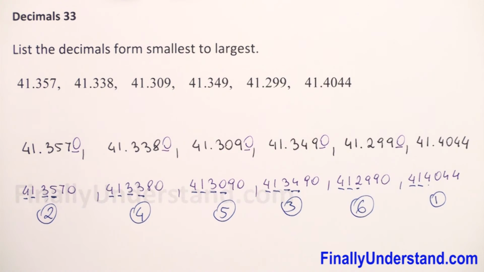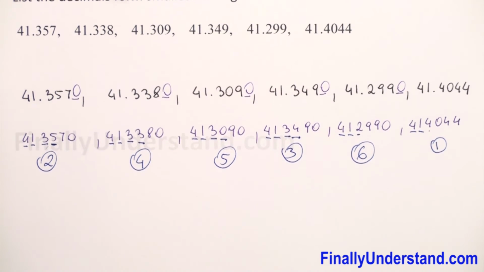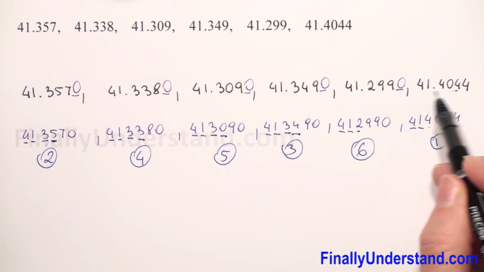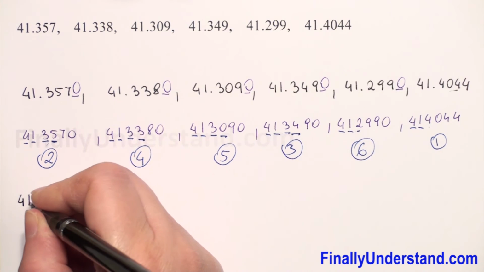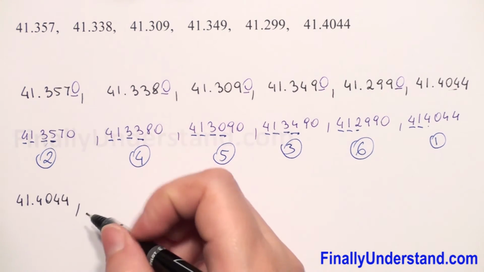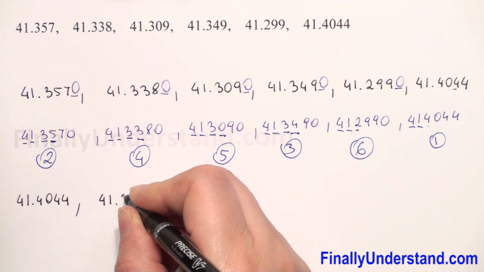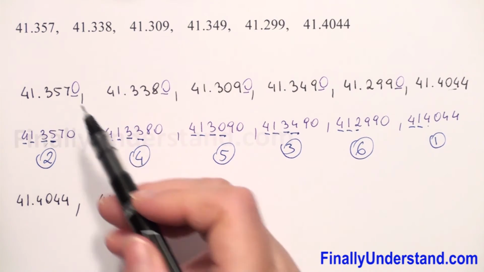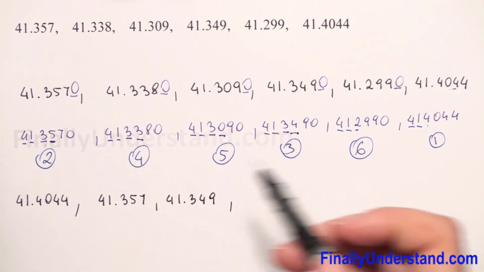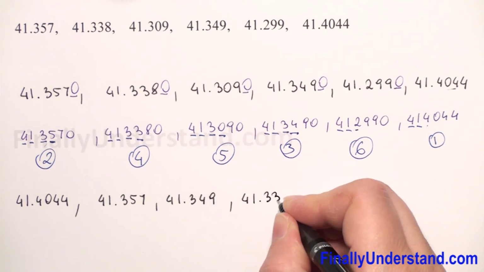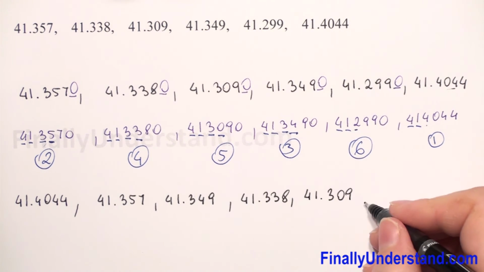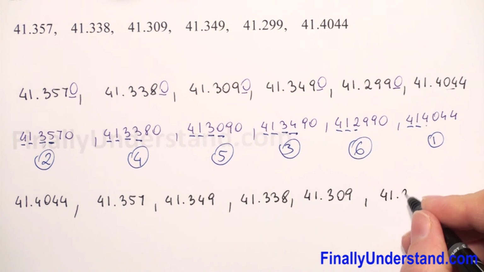So now, when we have to write the solution, we have to copy the original decimal number. For 1, this is our original number. So it will be 41.4044. This is the largest number. Next is 41.357. We don't have to write the 0 at the end. The third is 41.349. The fourth is 41.338. Fifth, 41.309. And the last is 41.299.